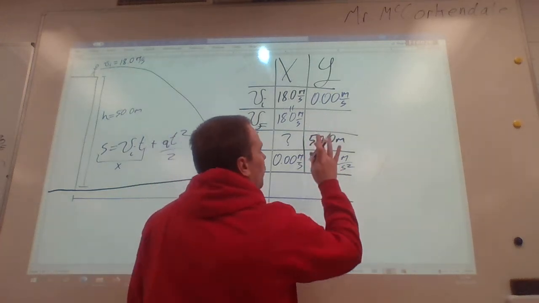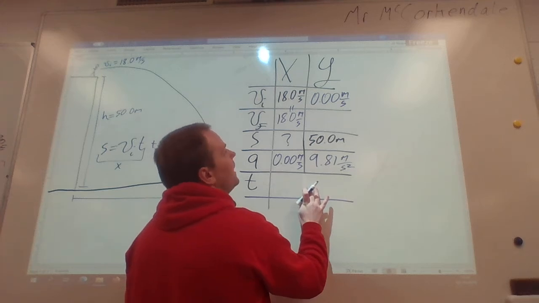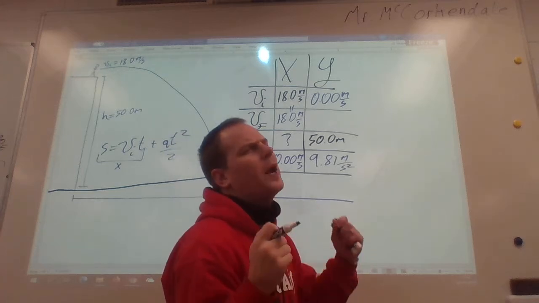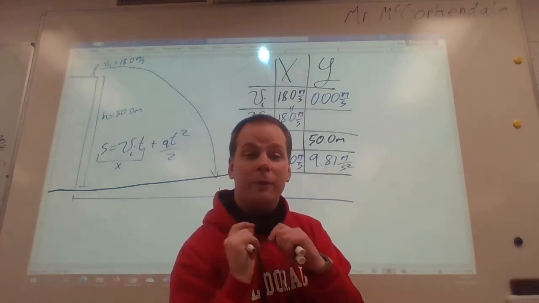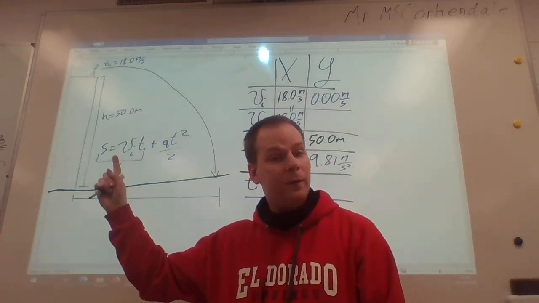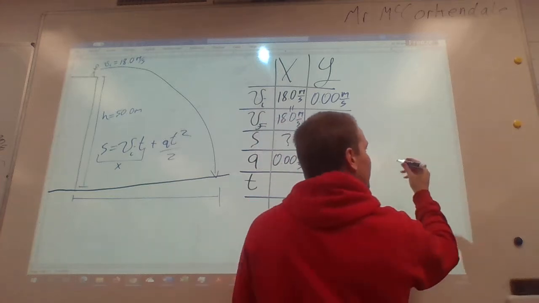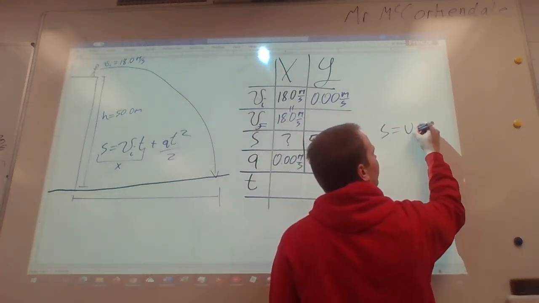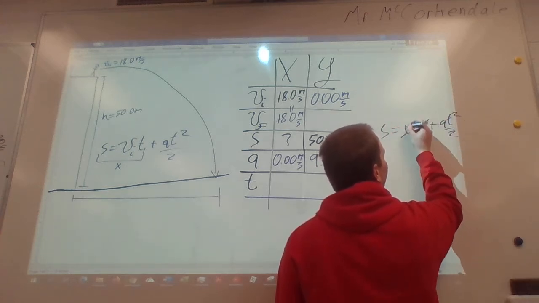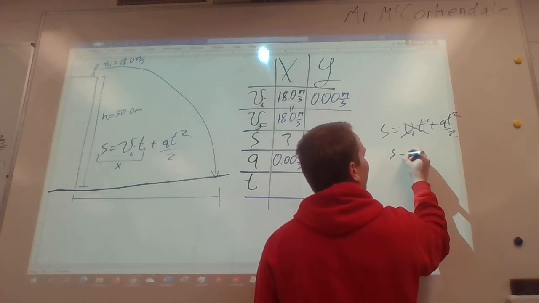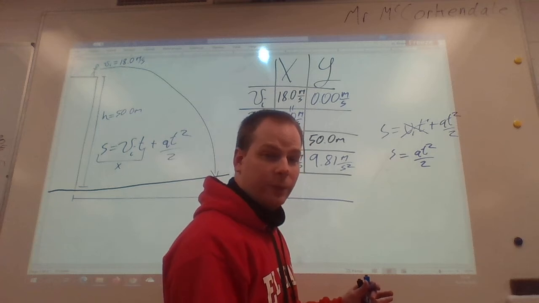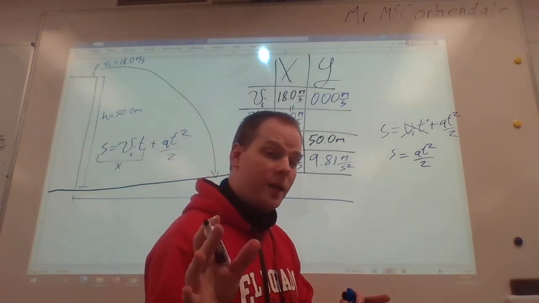Now, we want t, which means the shortcut here is going to be to use the dreaded third kinematics equation and deal with the quadratic. But I have good news. We don't have to deal with the quadratic because vi in y is 0. So S equals VIT plus AT squared over 2, but this is 0, so S is actually just equal to AT squared over 2.